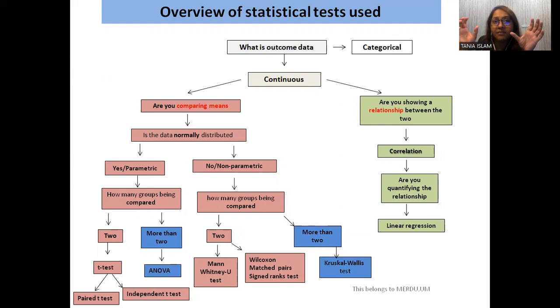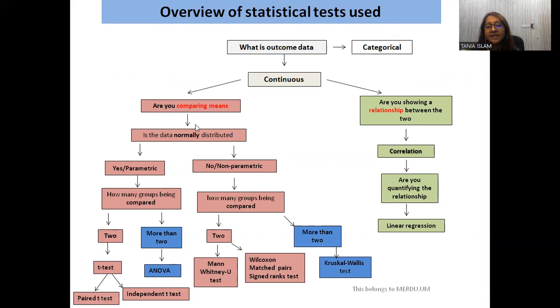Then BMI is a continuous variable. So you want to compare the BMI, which is a number, between the cases and controls. Maybe you can compare the means like this. Then what we do first, as I mentioned before, we run this normality test.